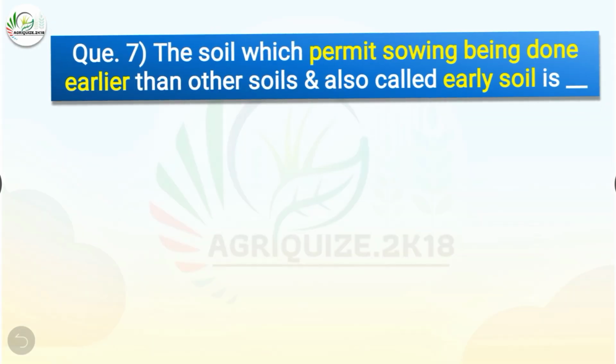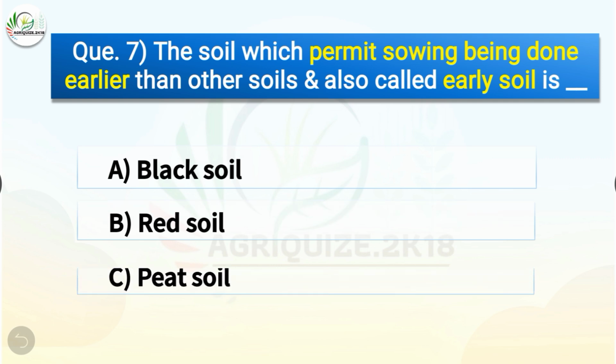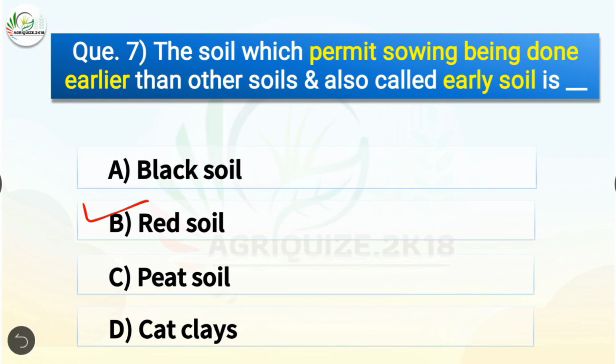Question number 7. The soil which permits sowing being done earlier than other soils and is also called early soil is dash. The options are black soil, red soil, peat soil or clays. The correct answer is option B, red soil. So the soil which permits sowing being done earlier than other soils, also called early soil, is red soil, whereas the late soil is the black soil.